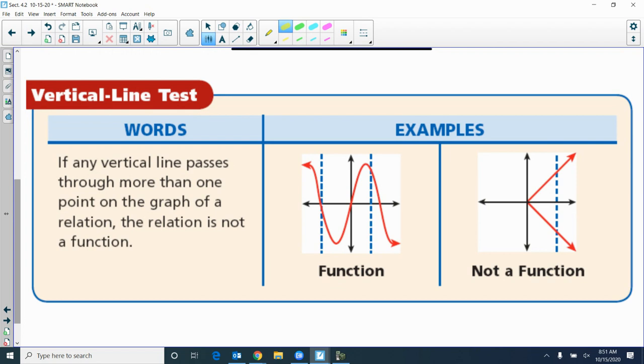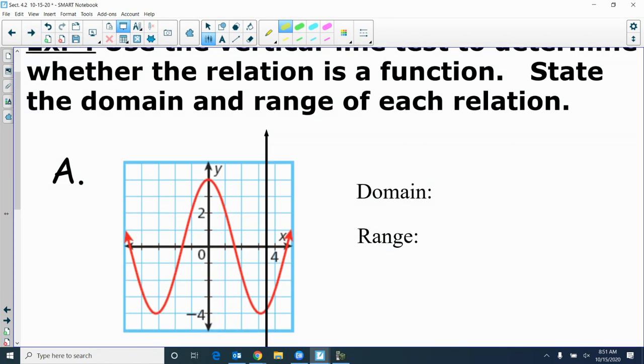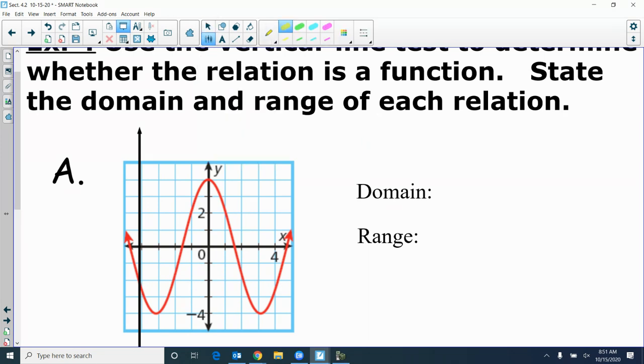So this one right here, each vertical line will hit it once. That vertical line will hit it twice. Now, take a look at those two on the bottom. All right, here's my vertical line. Will this hit the graph? Does it hit at 2 points at any point? No. So is it a function? Yes. So it is a function.